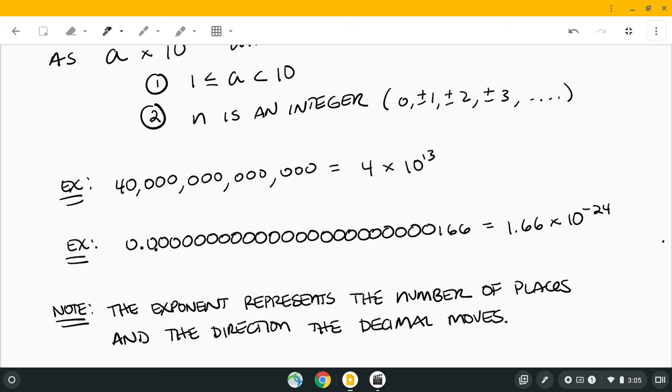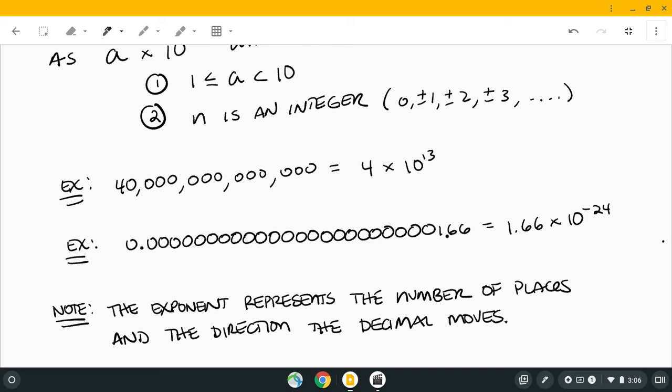So if we move this decimal all the way to here, if I move it just to here, 0.166, that's still too small. If I move it here, I get 1.66, and that's a number that's between 1 and 10. If I move it here, that's too big because that's 16.6, and we want a number that's less than 10. Okay, so that would have to be right here.